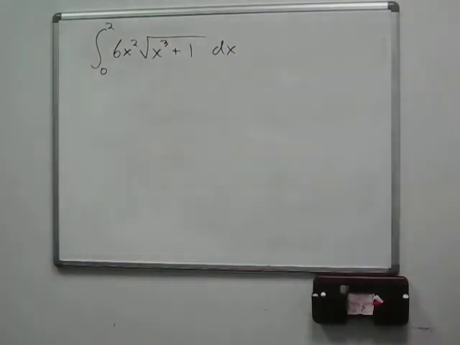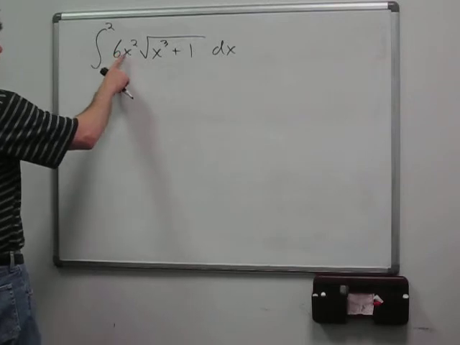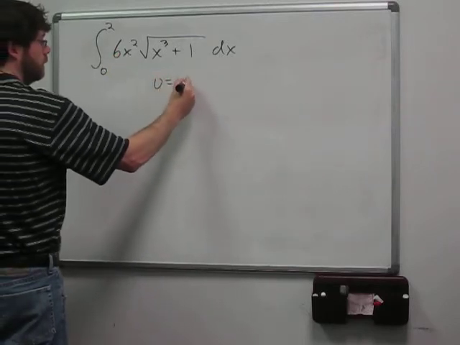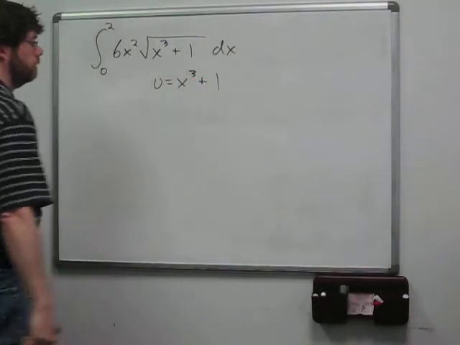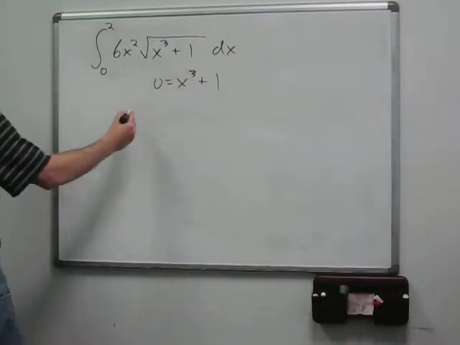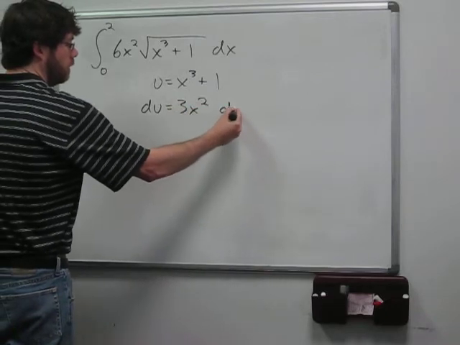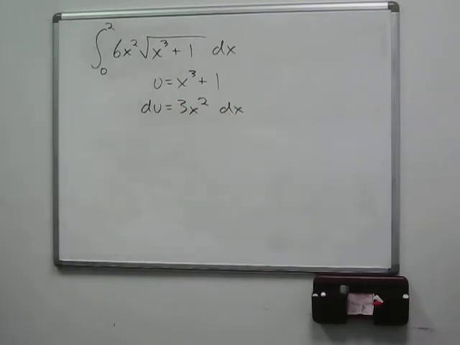Here's a definite integral where a substitution is required to figure out our antiderivatives. So let's see how substitution works with definite integrals. 6x squared looks like the derivative of x cubed plus 1. So we'll let u equal x cubed plus 1. And du is 3x squared dx.